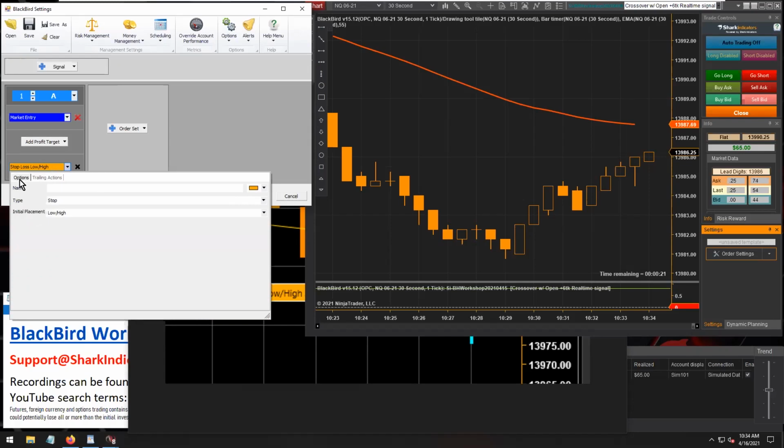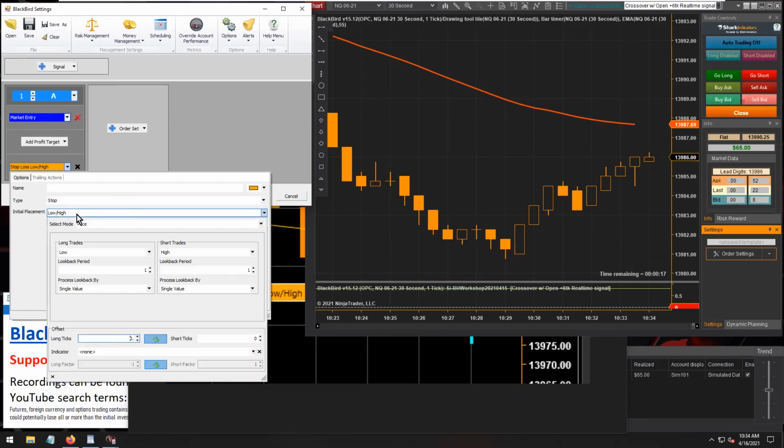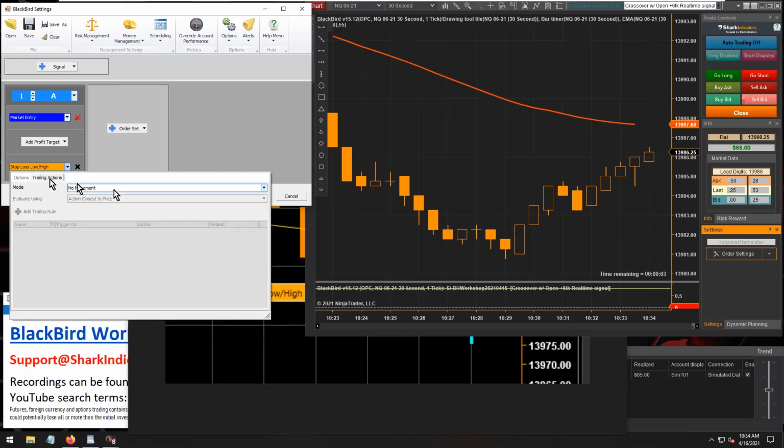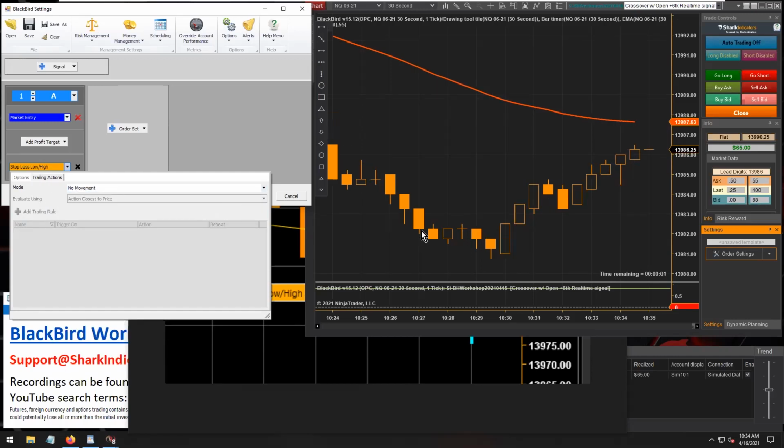So from the options tab here, the initial placement: if it's a long trade, we're going to start our stop loss at the low price. And of course, if it's a short trade, then we'll start our stop loss at the high price. Now, to move that stop loss to the closing price inside the bar, we can create two custom trailing rules here.